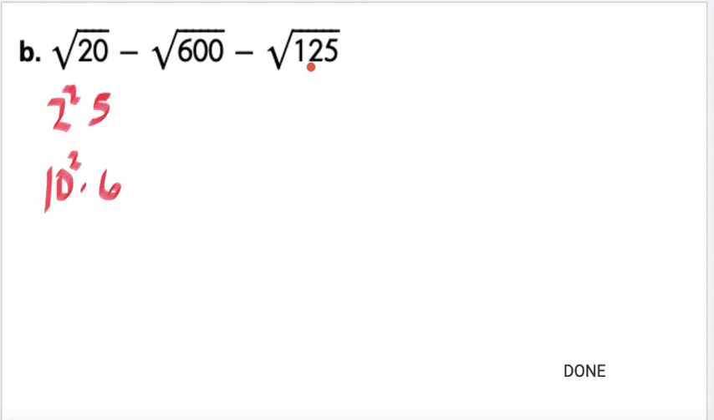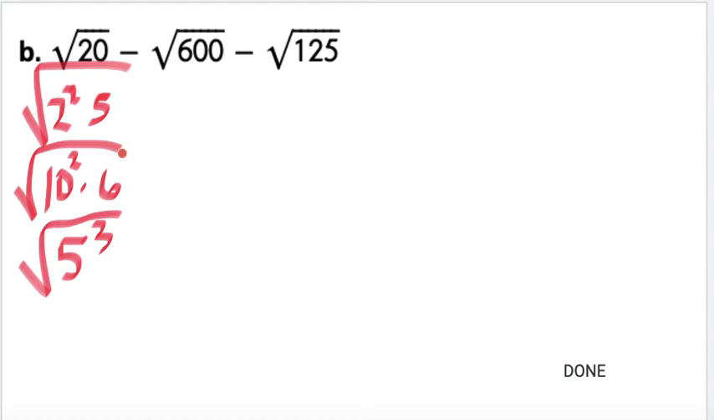And the 125 is 5 times 5 times 5, so 5 to the 3rd power. I don't know why I wrote them vertically, but let's just go with it. So I need a square root of each one. Square root of 2 squared is going to be just 2. So 2 square roots of 5 minus, the 10 squared comes out, so minus 10 square roots of 6.